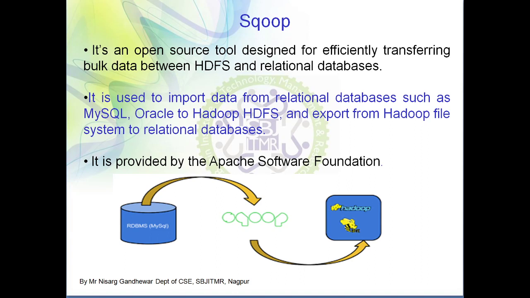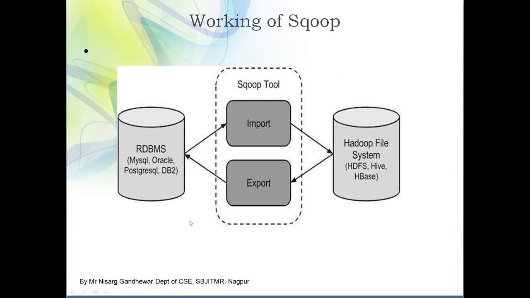So we have Sqoop. It is used to import data from relational databases such as MySQL and Oracle to Hadoop HDFS, and similarly it helps to export from Hadoop to a relational database. This is a small diagram which illustrates the use of Sqoop. Sqoop is one of the frameworks provided by the Apache Software Foundation, and here you can see Sqoop is an interface between RDBMS and the Hadoop HDFS.